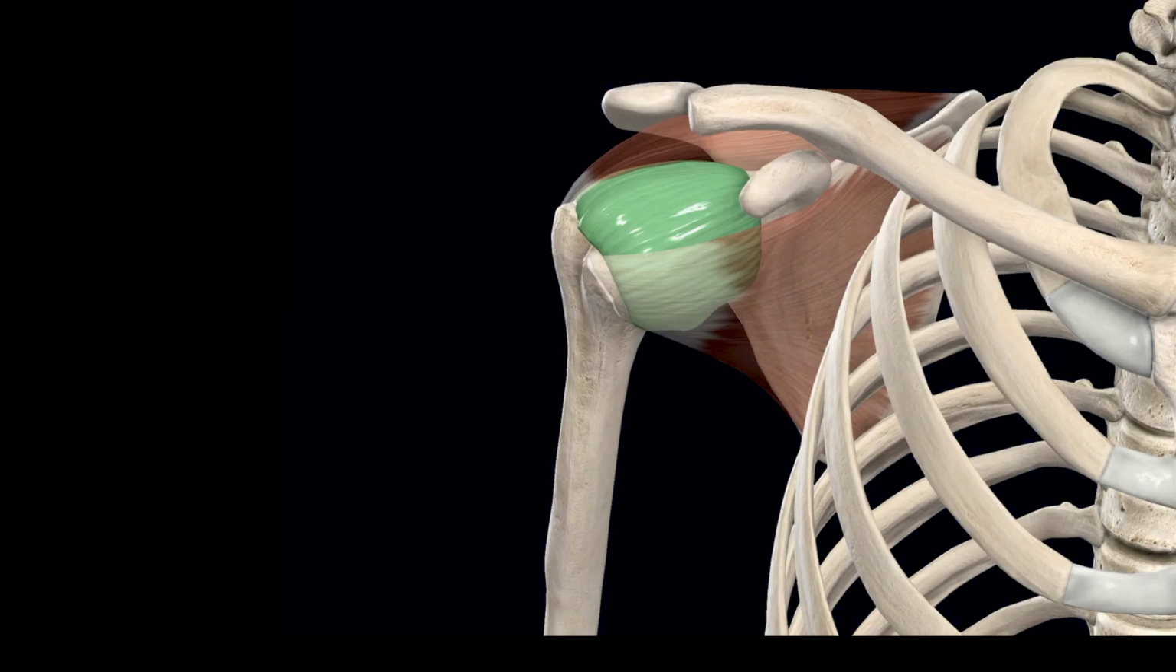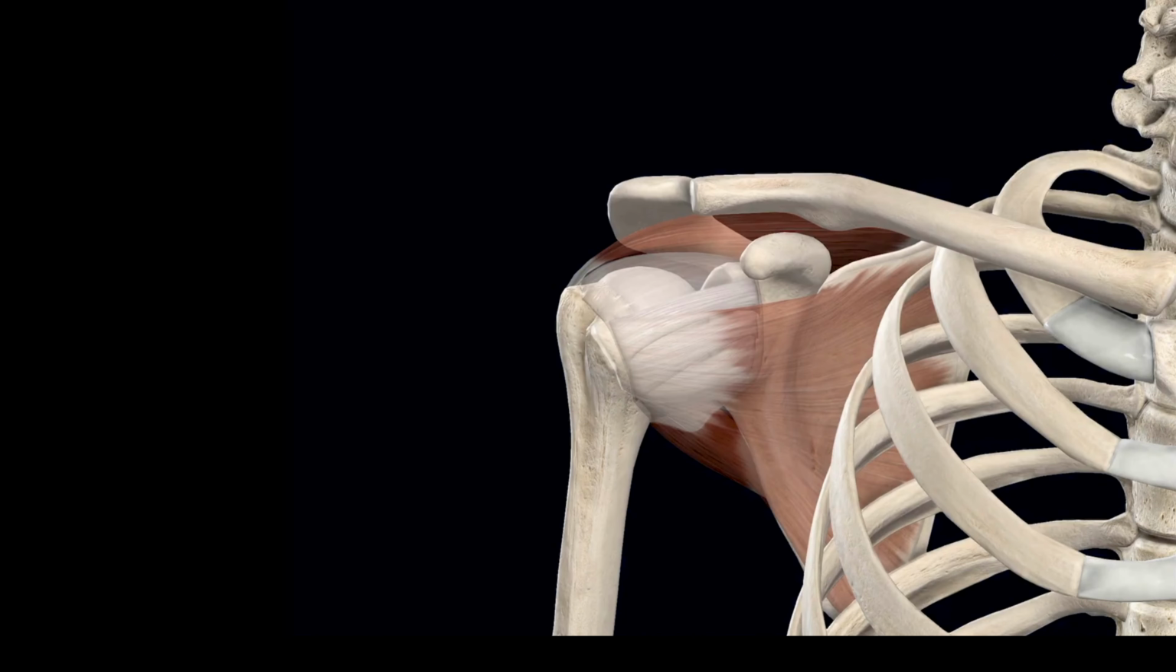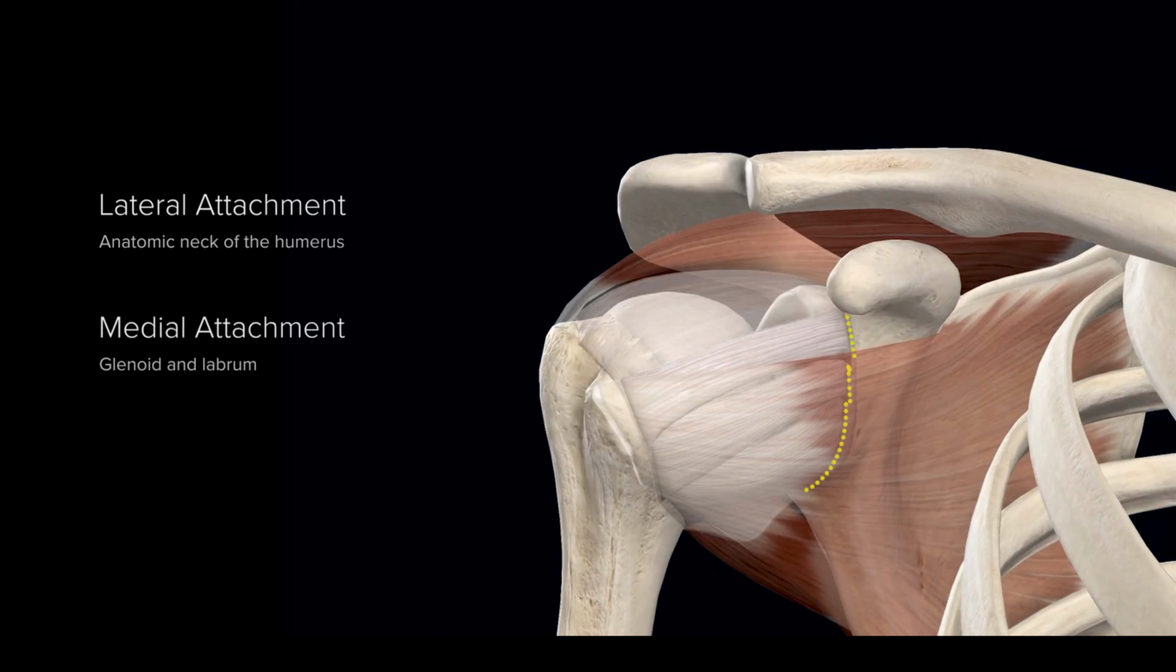The joint capsule, along with the glenohumeral ligaments contained within, act as static restraints to keep the humeral head in near contact with the glenoid. The lateral attachment of the glenohumeral joint capsule attaches to the anatomic neck of the humerus. The medial attachment of the joint capsule is the glenoid and the labrum.